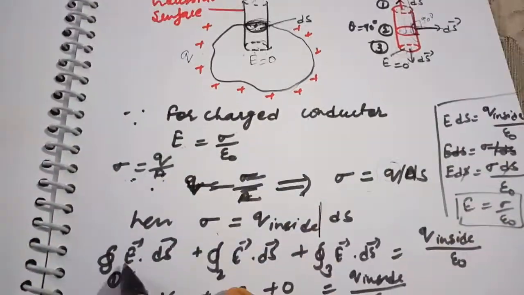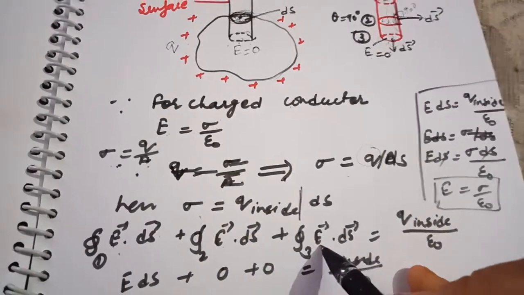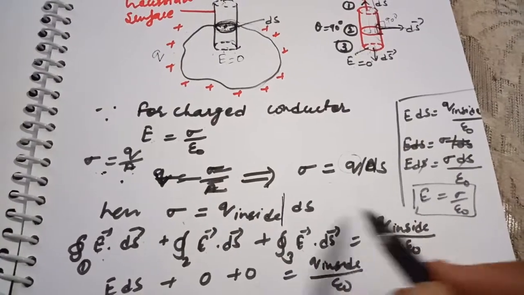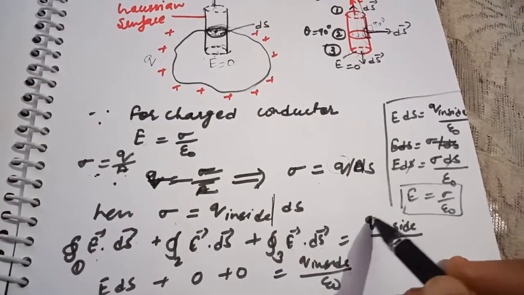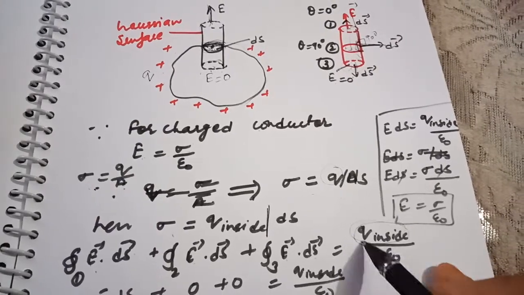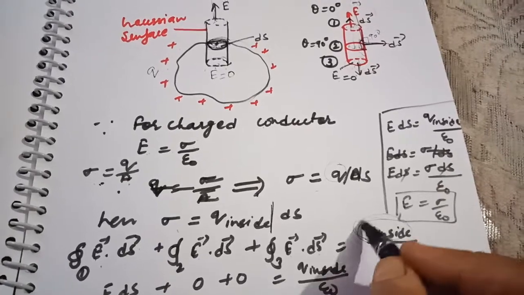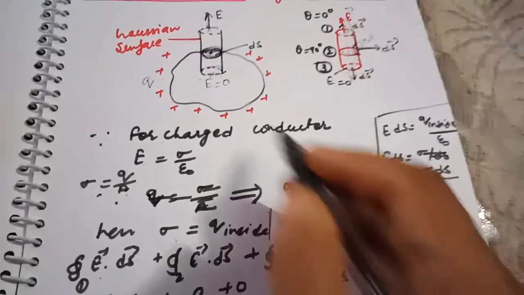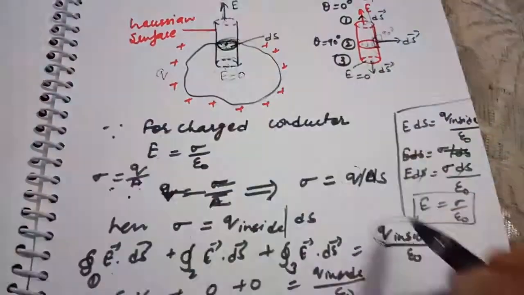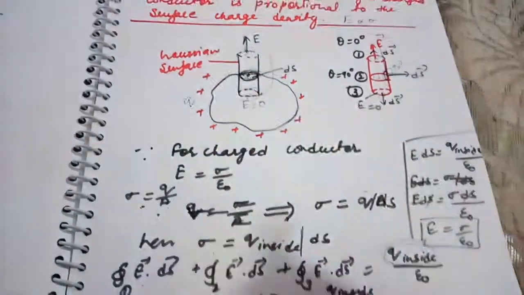So for the first surface, E vector dot ds. For the second surface, E vector dot ds. For the third, E vector dot ds. And what is this? This is the total flux, which will be equal to the charge enclosed by the Gaussian surface divided by epsilon naught. Don't consider that we are taking the charge only here. This is the total charge enclosed by the Gaussian surface.